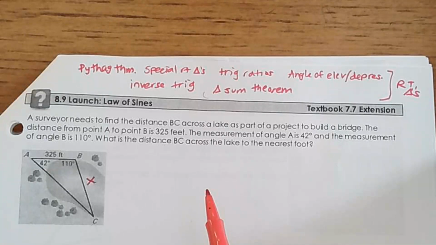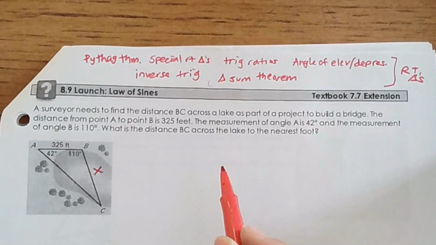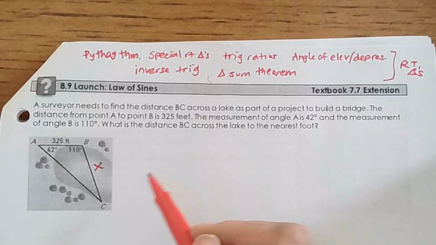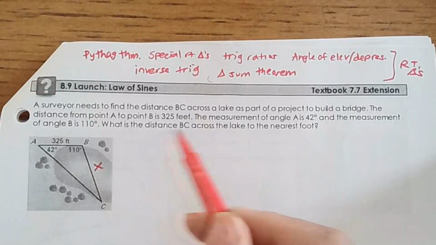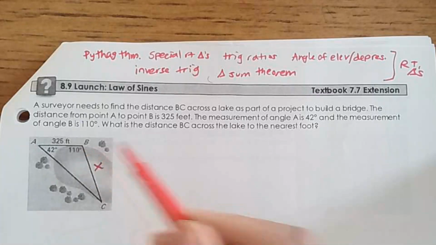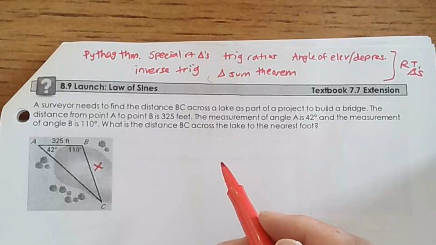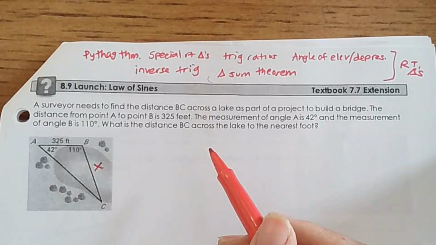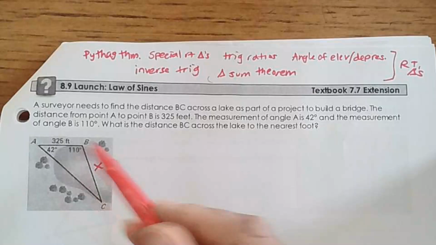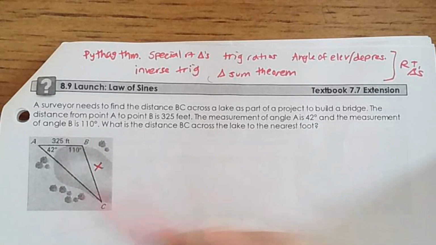So what I can't do here is I cannot do sine, cosine, or tangent with one of these angles, because I don't have a right triangle. So I can only do that when I have a right triangle. I can't do Pythagorean theorem, because again, no right triangle, and I don't even have a second side, and I can't really use any other method here.